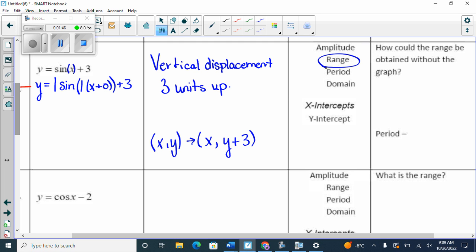What about the domain? Did it change? What about the x-intercept? Yes. They're going to move, and so is the y-intercept, because you're taking this graph and you're shifting it up. They very well might not even be there.